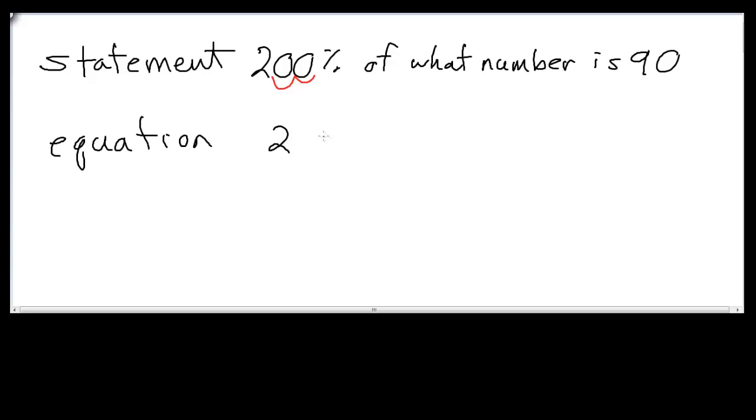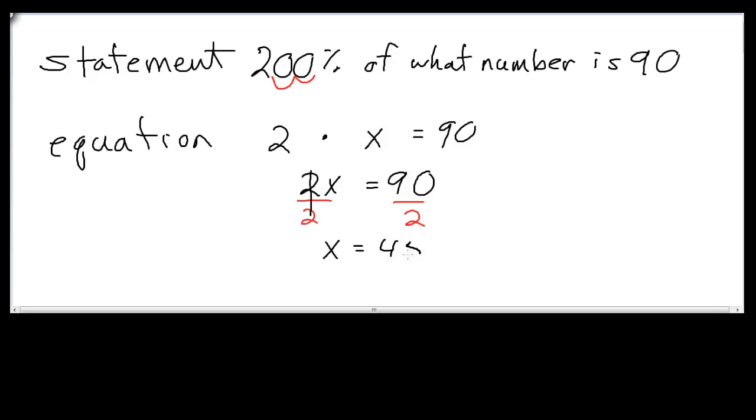Of is my multiplication sign. The phrase what number becomes my variable, I'll call it x. Is becomes an equal sign, and 90 is 90. So I'm really looking to solve the equation 2x is equal to 90. To solve for that, I'll divide each side by 2 to isolate my variable x. The 2 is reduced to 1. 90 can be divided by 2 and left with 45. So we say 200% of 45 is 90.